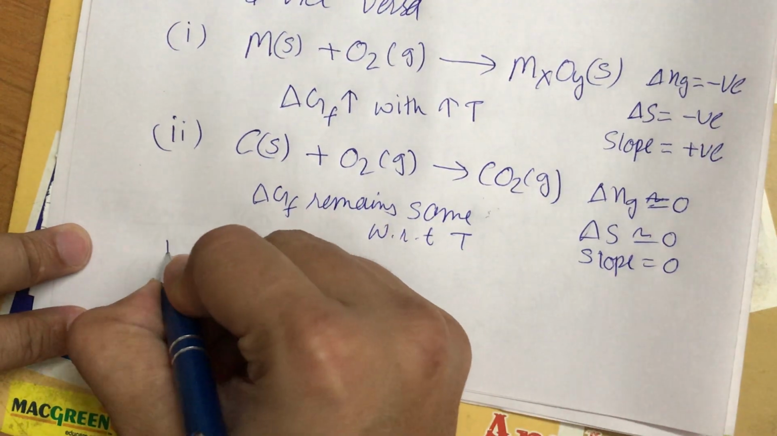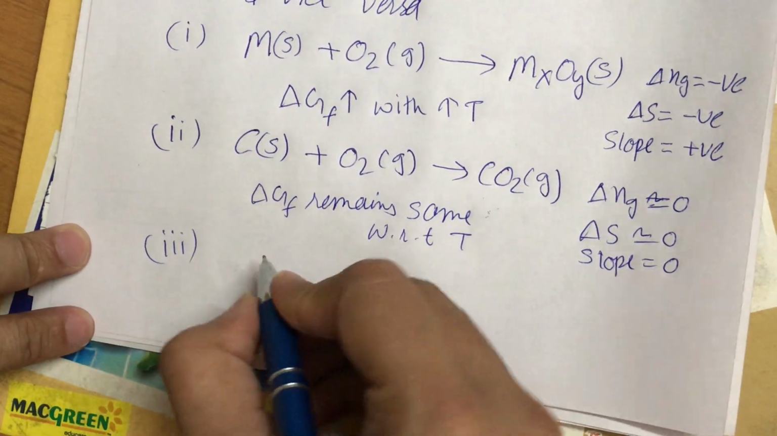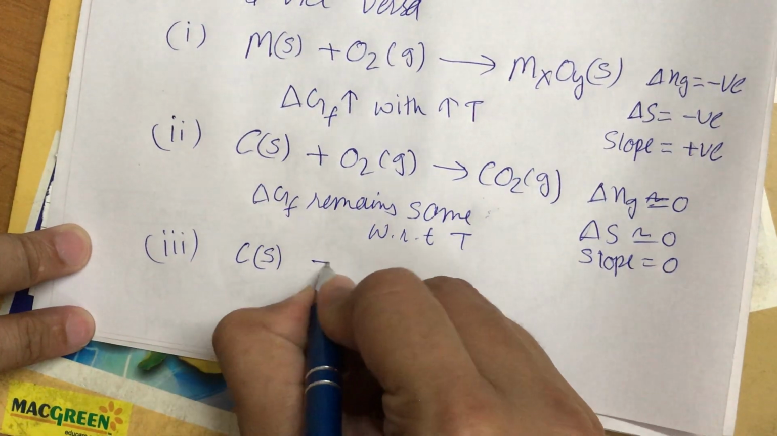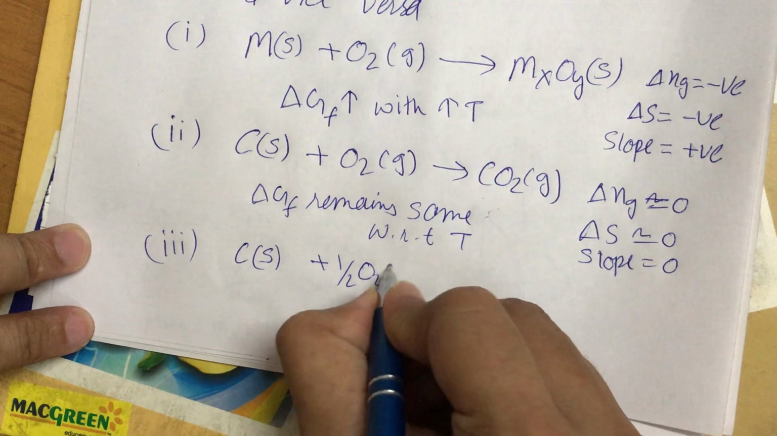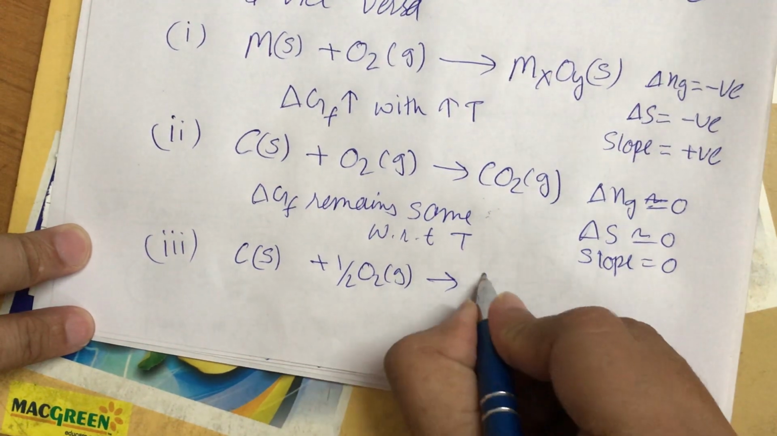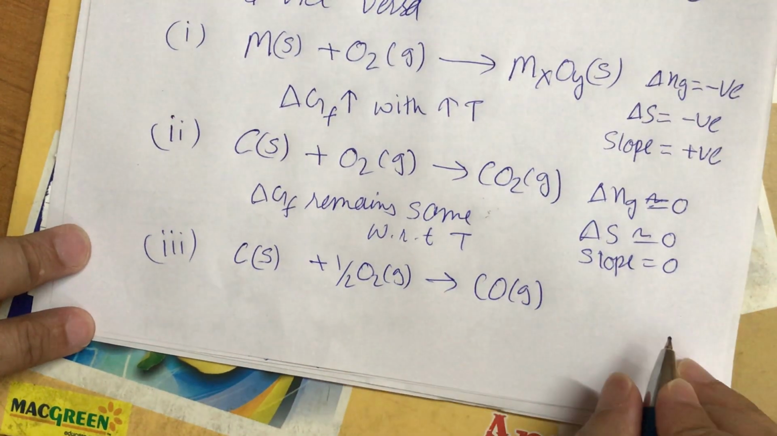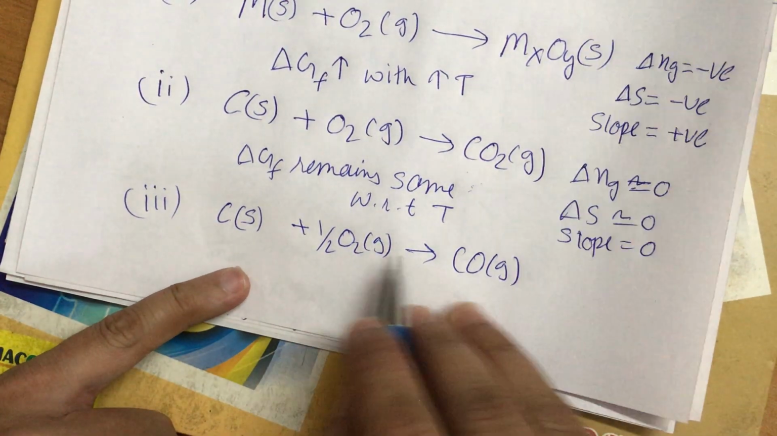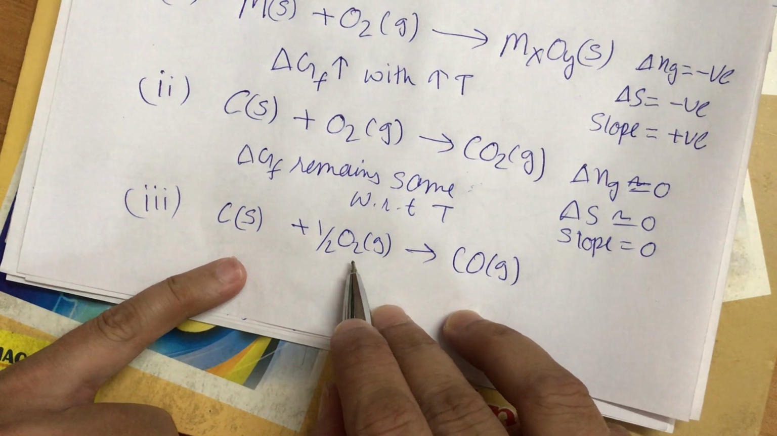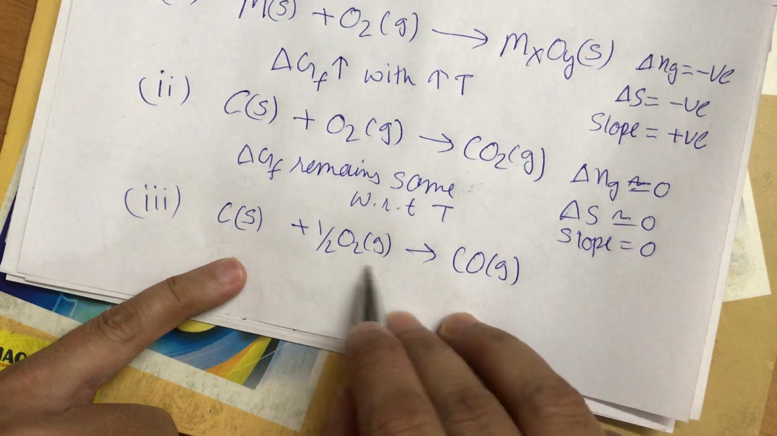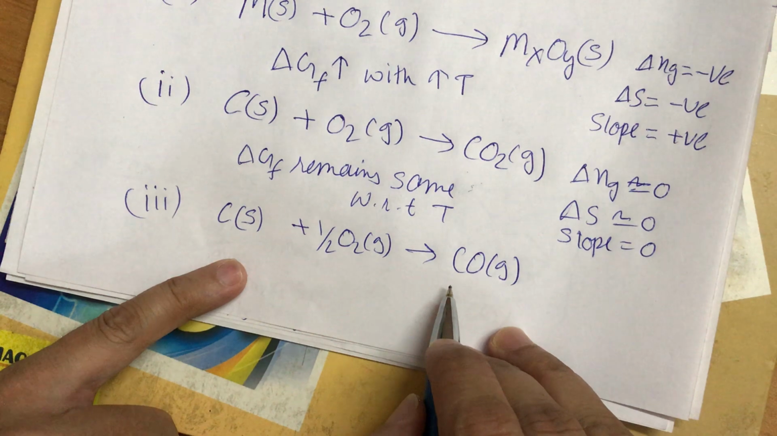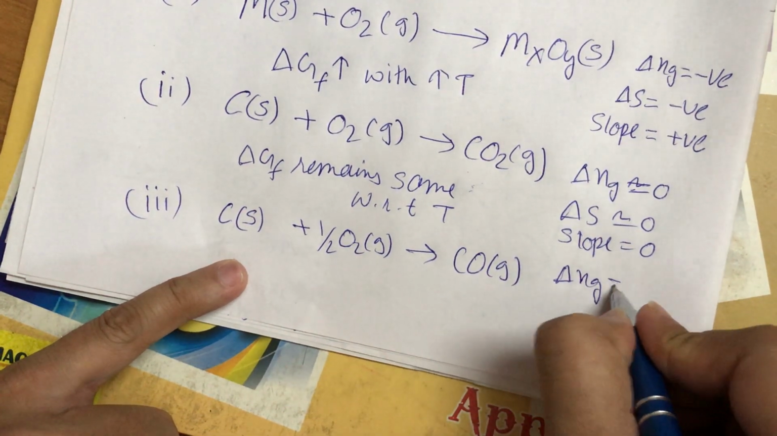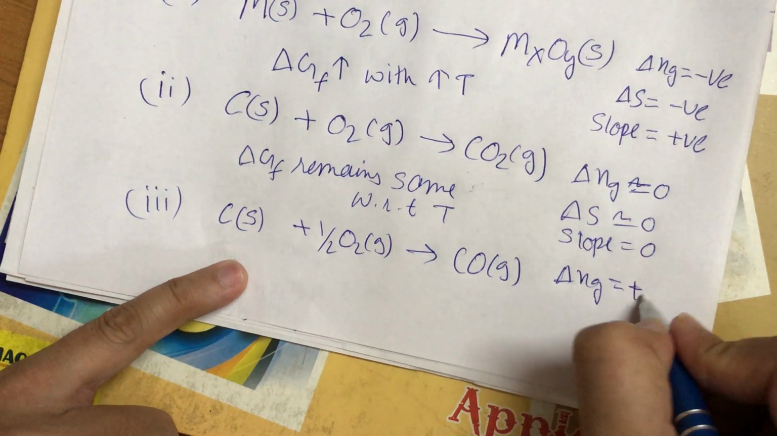Now the third case, carbon solid plus half O2 gas giving CO gas. So the formation of CO, this is also one of the oxides of carbon. So when carbon reacts with O2, half mole of O2 is present in the reactant side and 1 mole of CO is present in the product side. Delta Ng for such a reaction is plus half, that is positive.